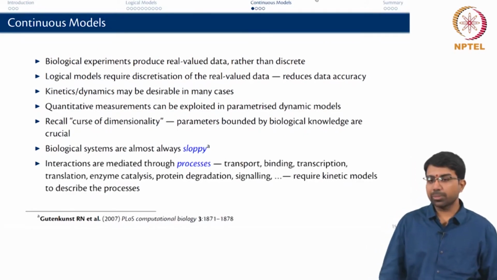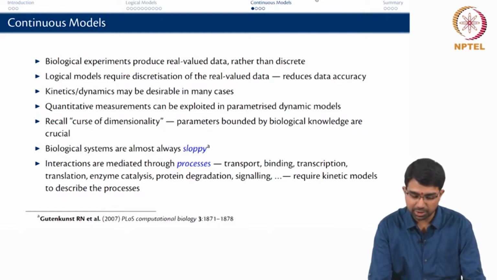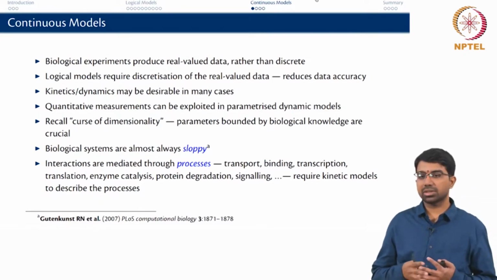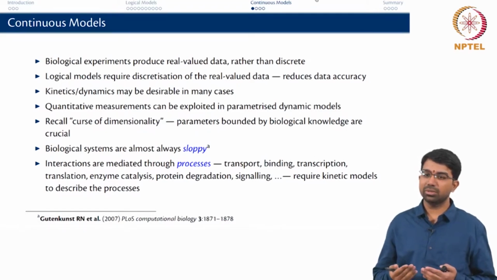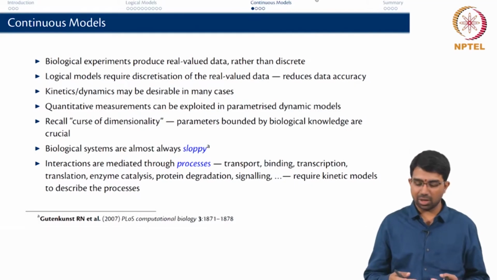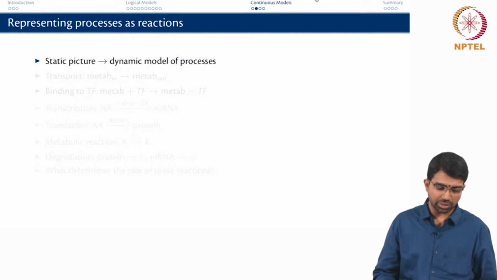And what are all the processes involved? So, you have many complex processes that are involved in gene regulation, from transport, binding, transcription, translation, catalysis, degradation, and also some signaling events and so on. So, all these need to be described using kinetic models, and we are familiar with the same good old kinetic models. What are the classic kinetic models that we need to worry about? Michaelis-Menten kinetics, Hill kinetics, mass action kinetics. Invariably you can represent all of these using one of these classic kinetic models.